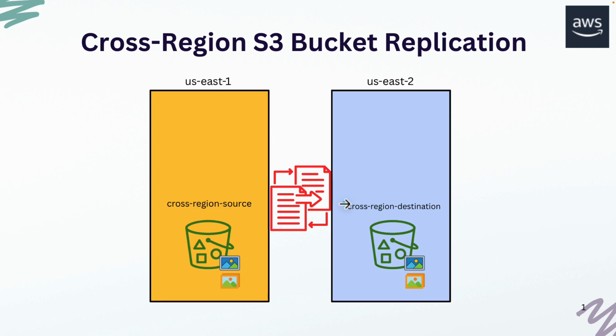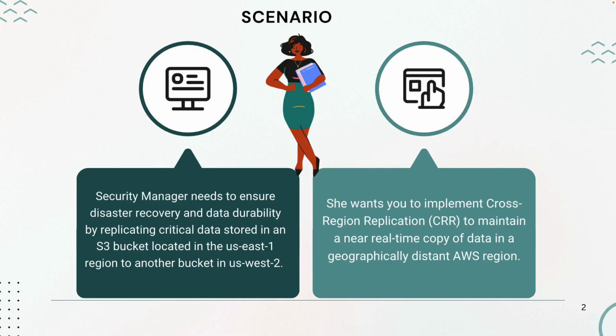But first of all, let's go over the scenario. So the scenario is we have a security manager who needs to ensure disaster recovery and data durability by replicating critical data stored in an S3 bucket located in US East 1. It could be any region, but for this lab we're using US East 1 region. So another bucket in US East 2, West 2, and she wants you to implement cross-region replication to maintain a near real-time copy of data in a geographical distant AWS region.